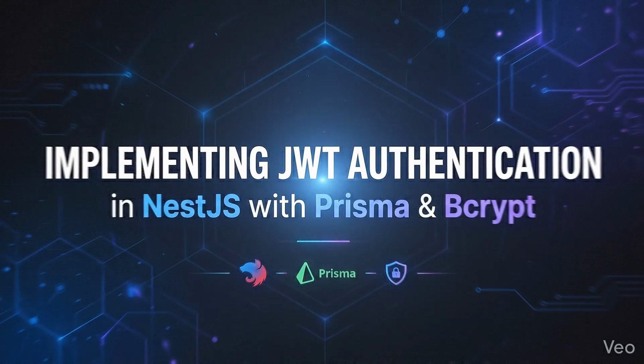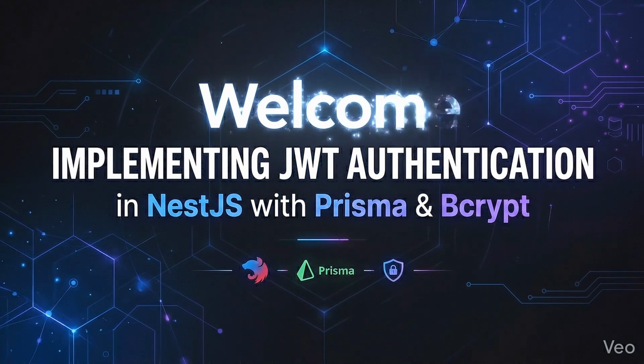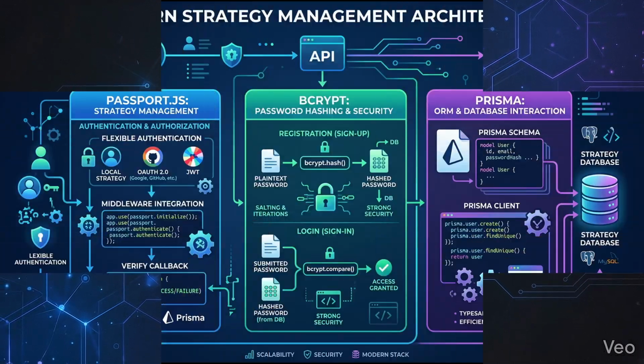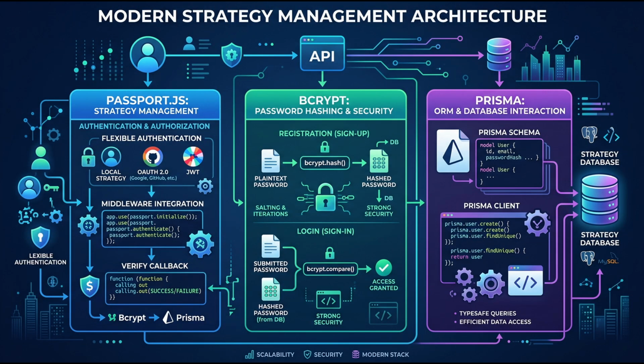Hi everyone, in this tutorial, we are going to look at how to set up a robust JSON Web Token authentication system in a NestJS application. We'll be using Passport for strategy management, Bcrypt for hashing, and Prisma as our ORM to talk to the database.